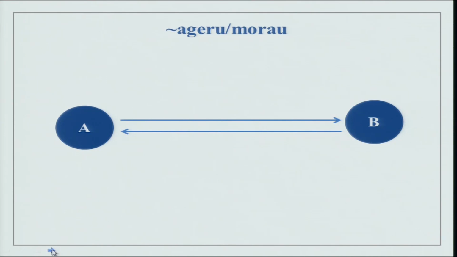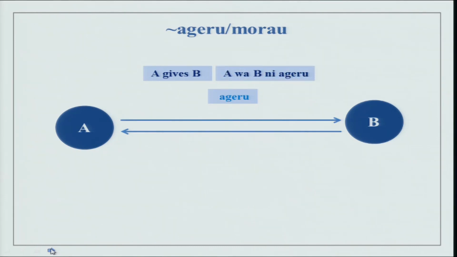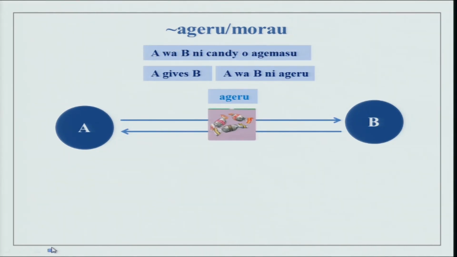Now, over here you can see it is even more clear. A wa B ni ageru. And what does A give to B? A gives to B. What does A give? You can see this object over here. What is it? A wa B ni candy o agemasu. A gives a candy to B.